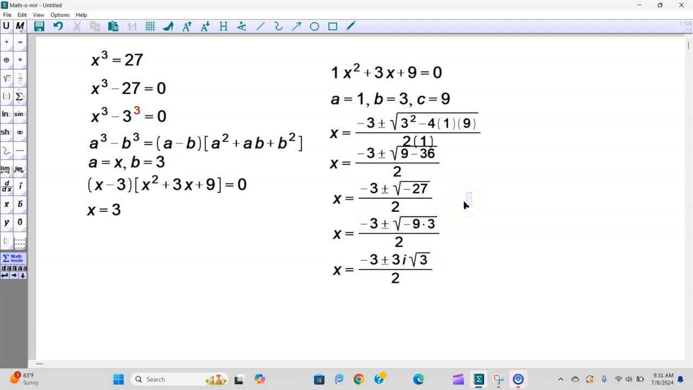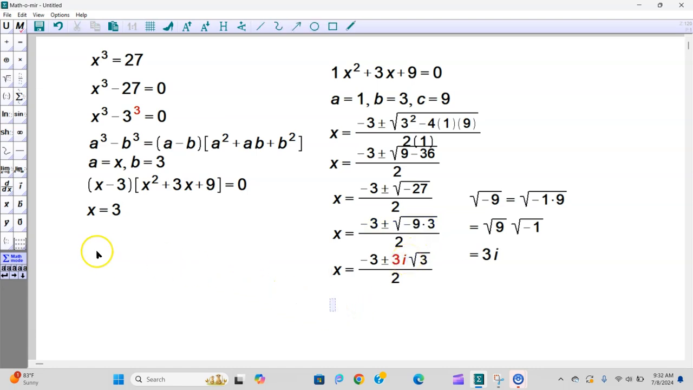So let me remind you, the root of negative 9 is the root of negative 1 times 9. Got it? So that's going to be the root of 9, which is 3, times the root of negative 1, which is i. So you end up with 3i, right? So that's why over here I put 3i on the outside.